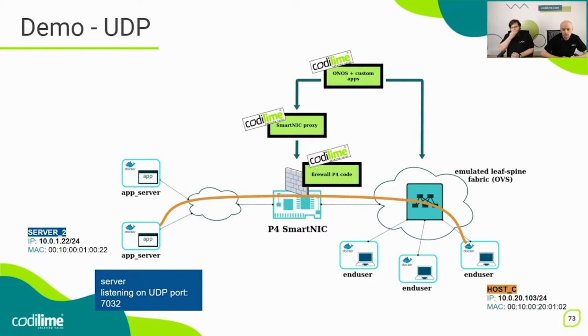And then in the second use case, we will launch another UDP server, but this time listening on a different port, 7032, and again we will block the connectivity, but now based on the source port on the host C. So let's check how it works.